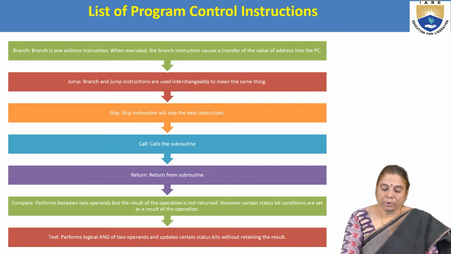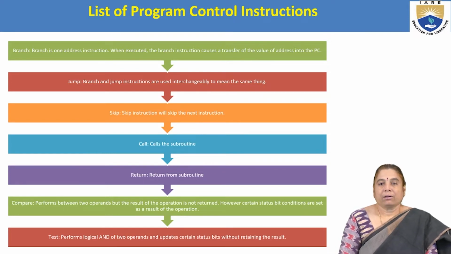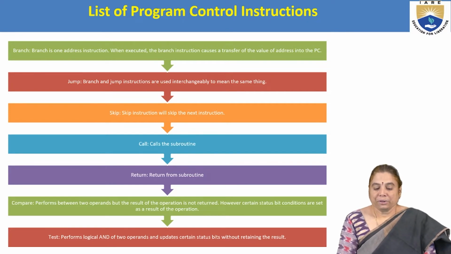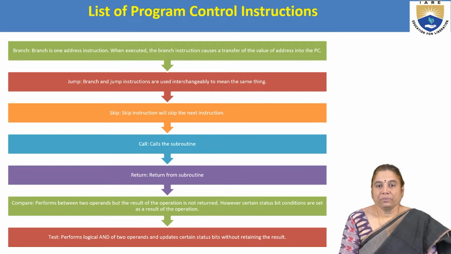Skip is to skip to the next instruction. Call and return are used in the case of procedure calls. Whenever a call statement is encountered in the program, the assembler shifts to the procedure and executes the subroutine until the return statement. As soon as the return statement is found, it resumes the main program. Compare and test can be used to compare the contents of the register so that the bits can be changed accordingly.